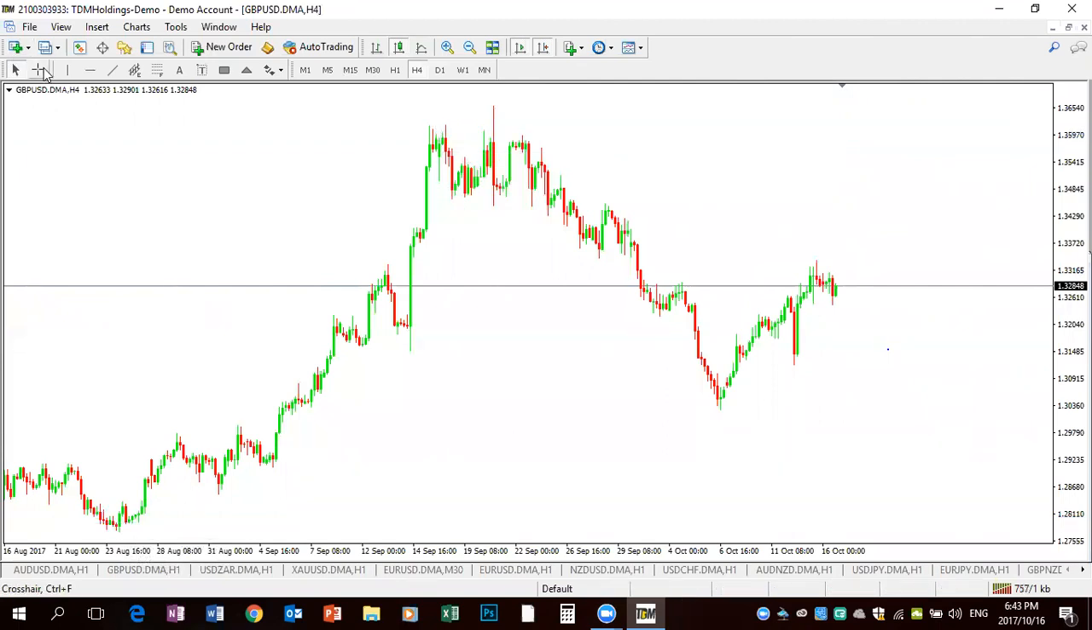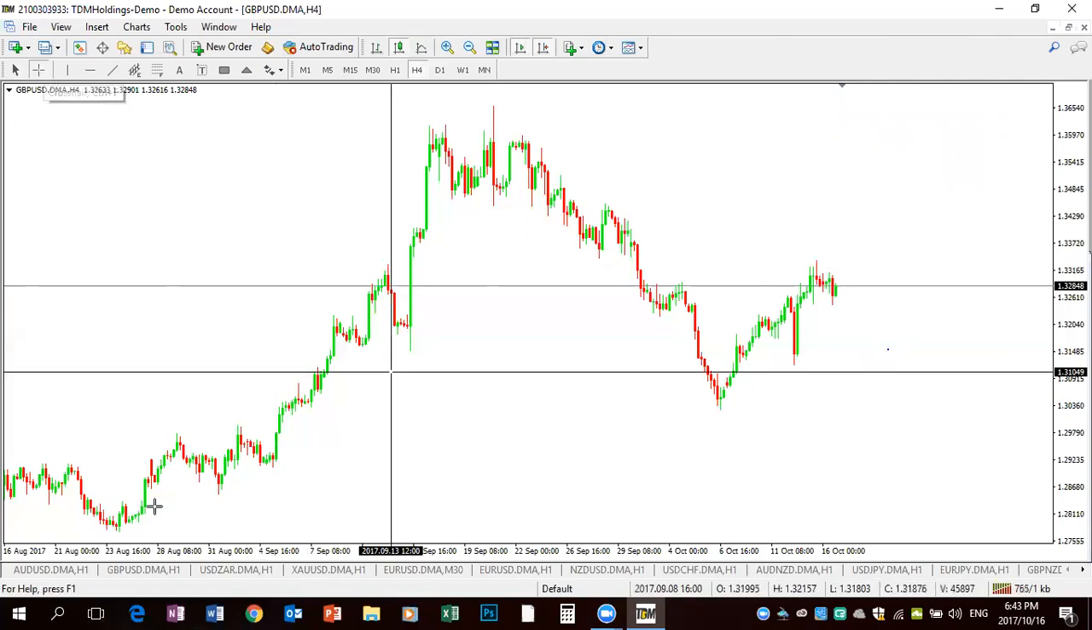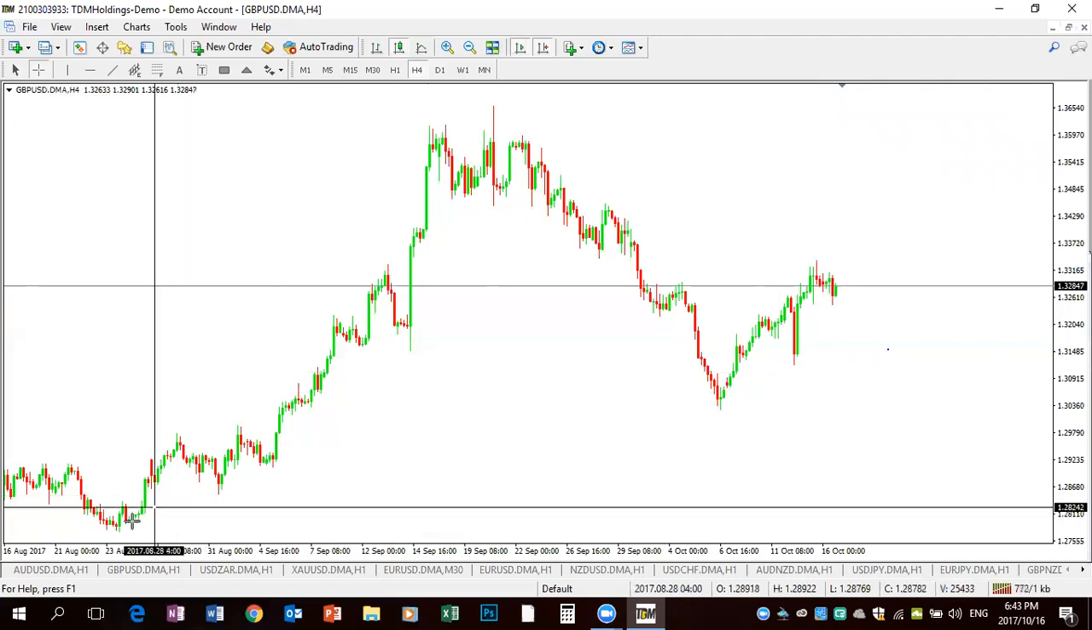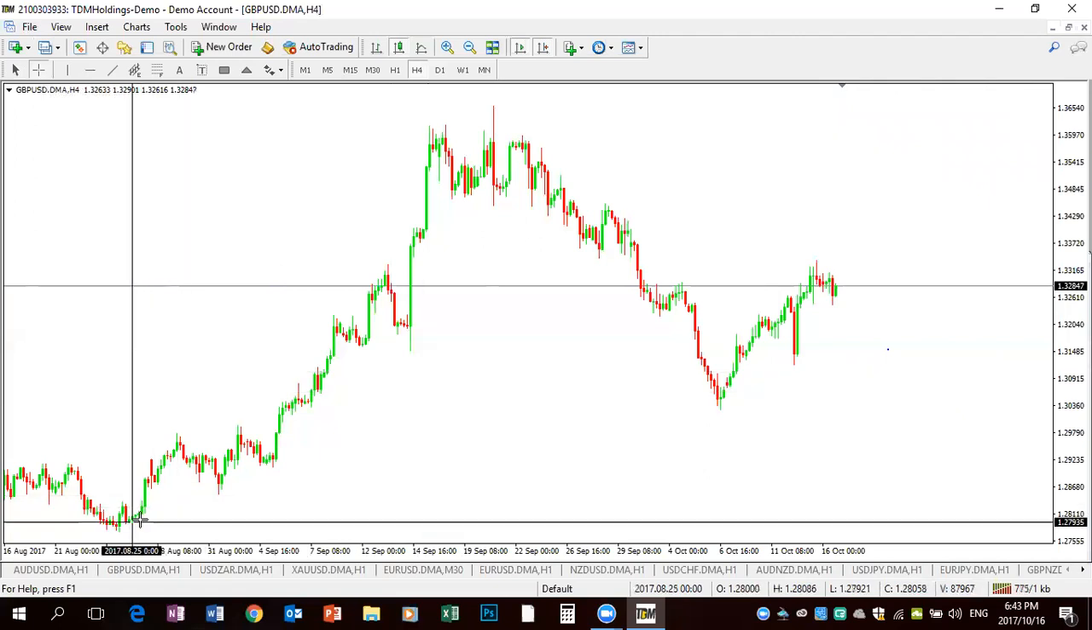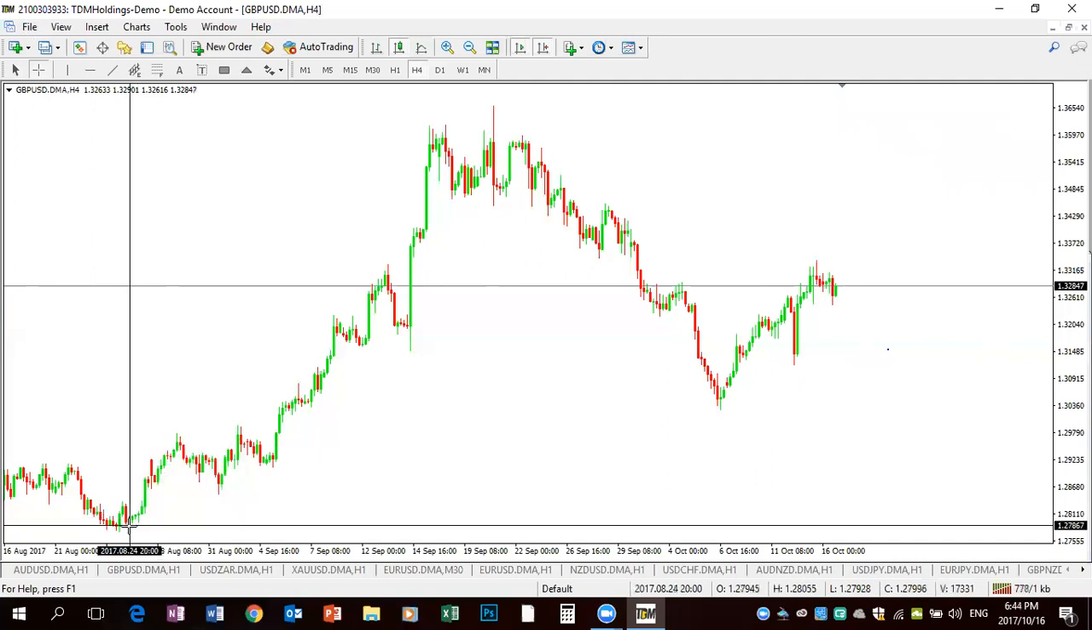Now, this is my crosshair. If you want to use your crosshair, you just click on your crosshair. Can you see your crosshair? Where do I want to start measuring my pips? This is where I want to start measuring my pips.